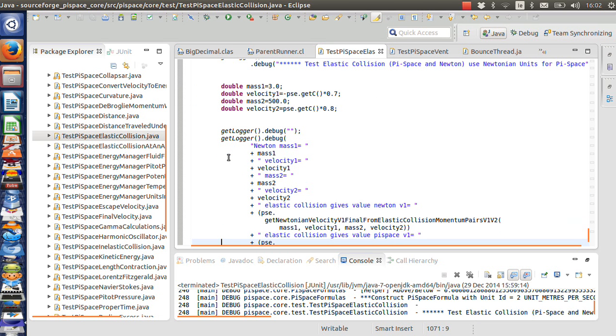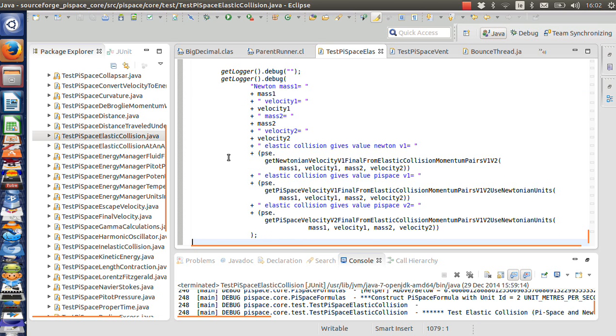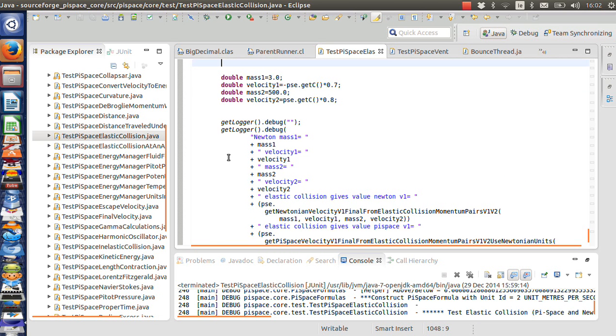So these are the values that pi space returns. And the idea with the pi space formulas is that you never get a value greater than the speed of light, which is sort of the Einstein approach. And that's the way the elastic collisions work out.